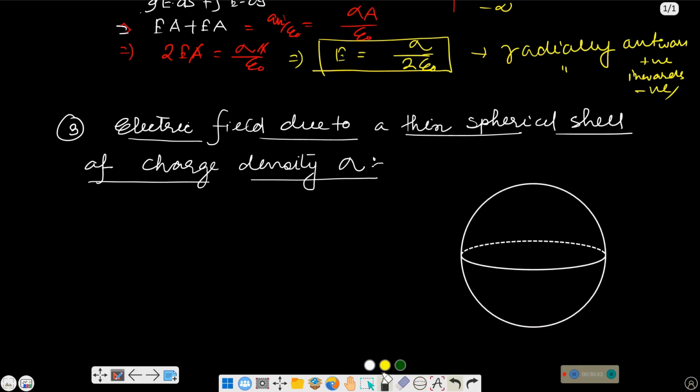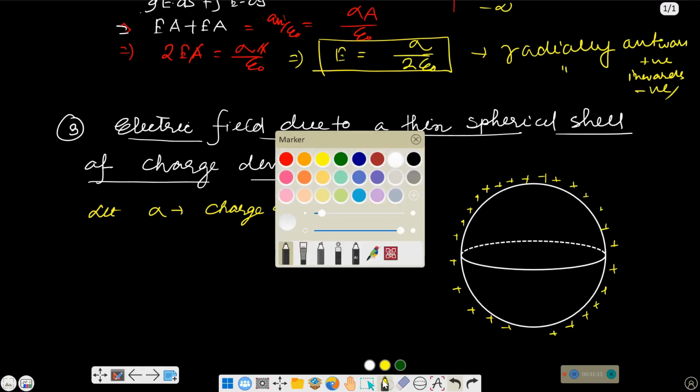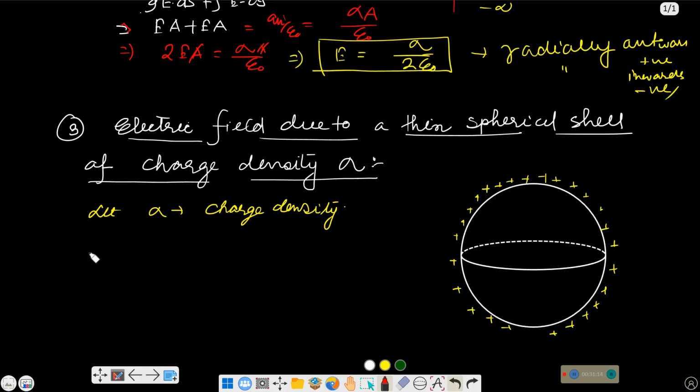Here we have the charges like this. All charges are distributed over this. Okay, so let sigma be the surface charge density, that is charge per unit area, and we need to find out the electric field inside and outside the spherical shell. Now the first one is for an inside point.